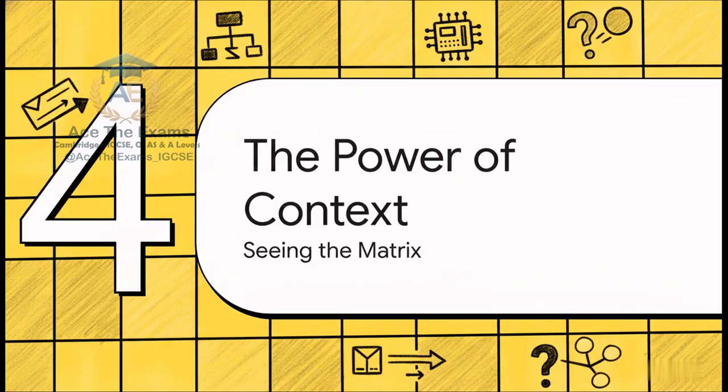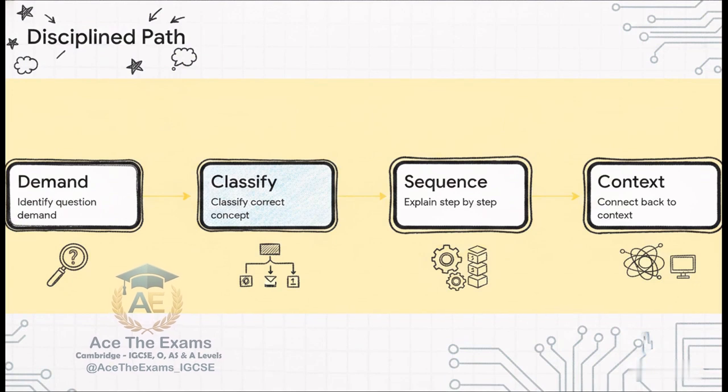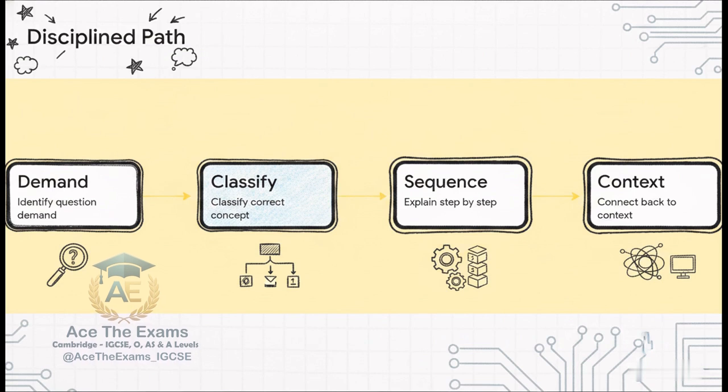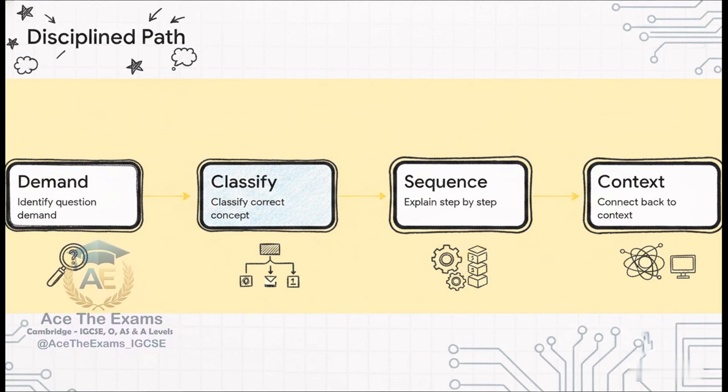All right, Section 4, the power of context, seeing the matrix of the question. Here's the deal. Generic cookie-cutter responses in computer science exams almost never gain full marks. Why? Because a concept never actually exists in a vacuum. To really conquer context, you need a highly disciplined exam path.